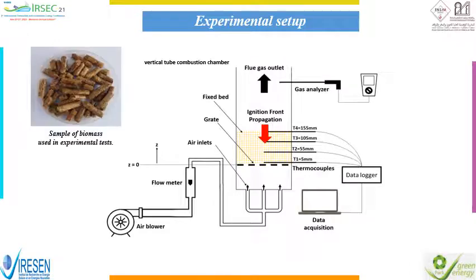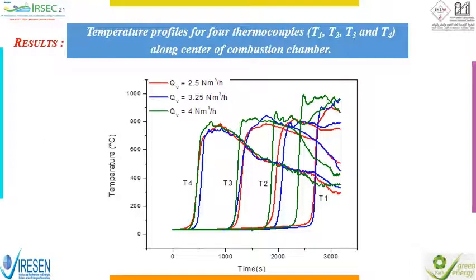The biomass used here is commercial wood pellets. The mass of wood pellets was burned. Experimental tests were carried out with three normal volume flow rates arbitrarily chosen.